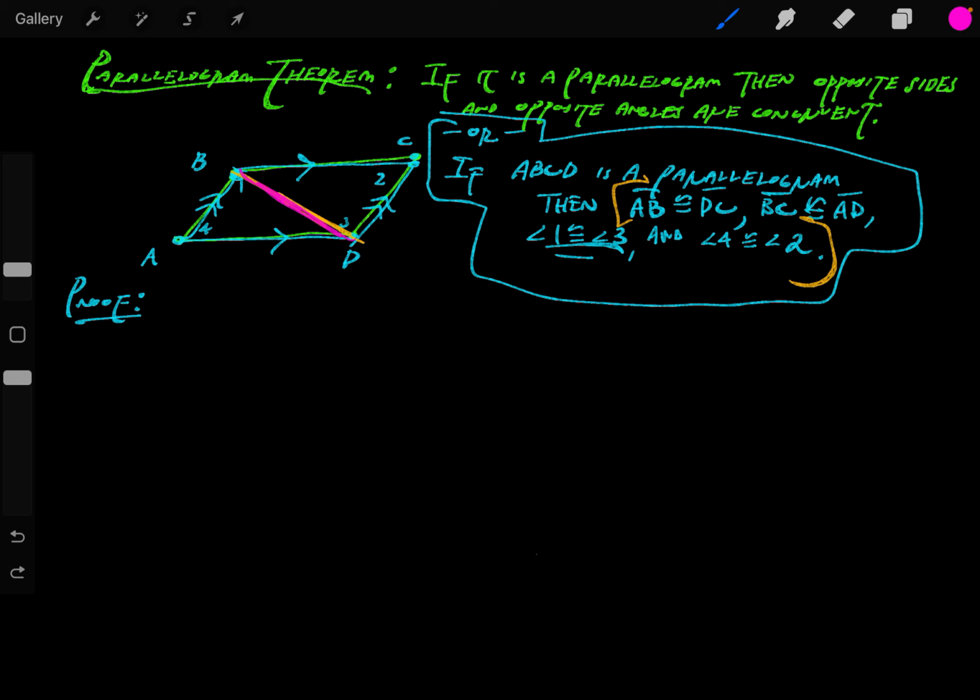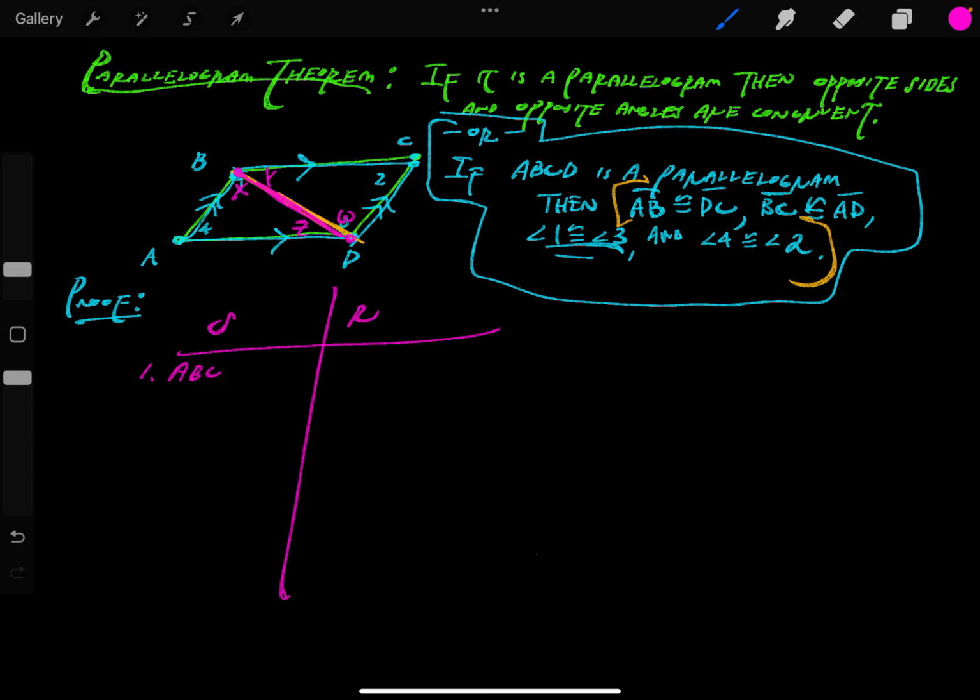Now I see that I broke up angle 1 into 2 angles. I'm going to call them angle X and angle Y up here. I'm going to call this Z and then this W over here. Okay. How am I going to prove these 2 triangles congruent? Well, what do I know? I know that ABCD is a parallelogram. But what does that mean?